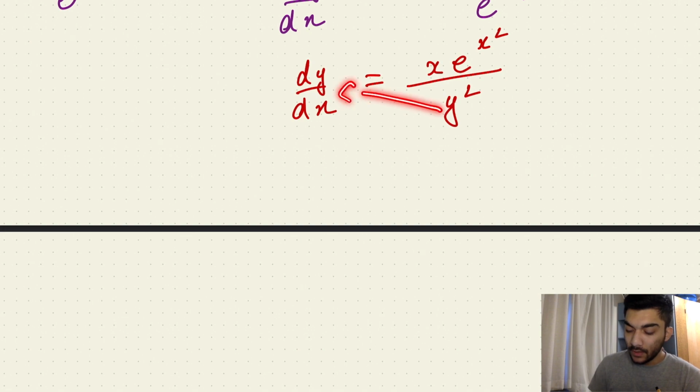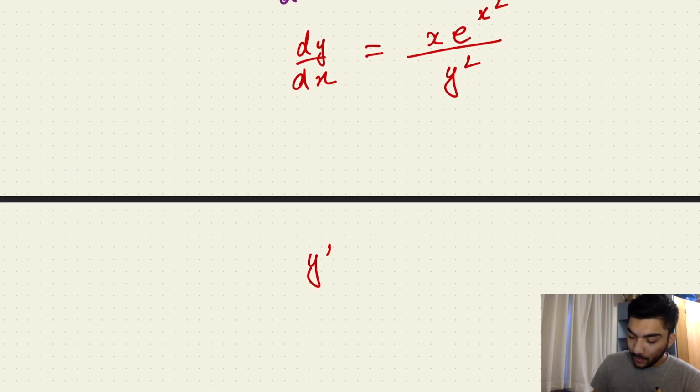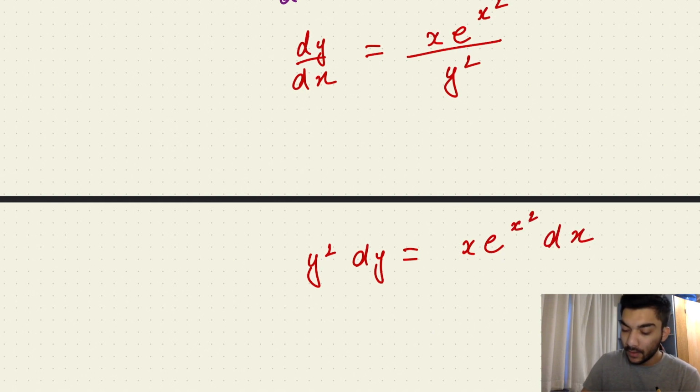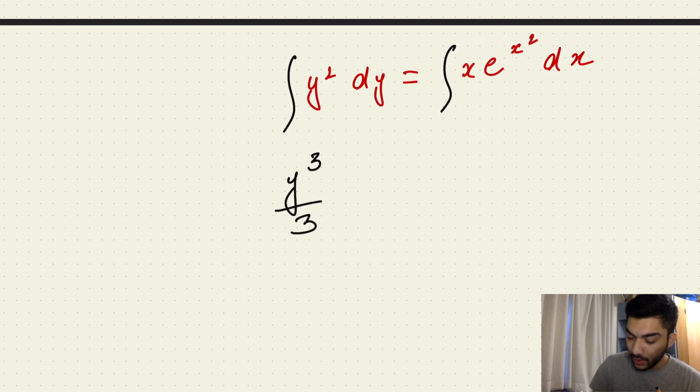So we can separate the y variables on the left hand side and the x variables on the right hand side. So it would basically be y square dy equals x e to the power x square dx in this case. And now you can take the integral on both sides. If you take the integral on both sides, the integral of y square is y cube upon 3.